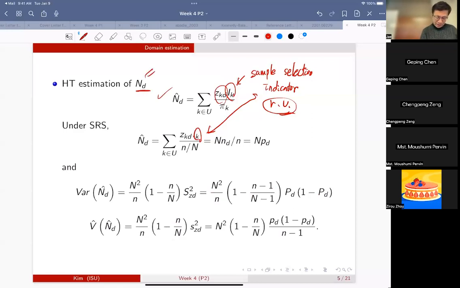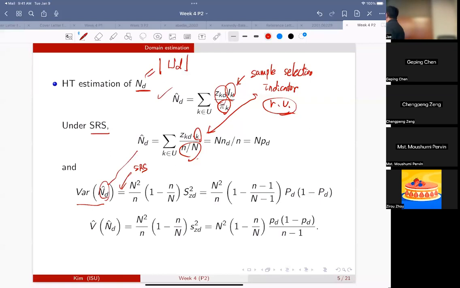So this is the population size N_d, right? And then under simple sampling, this one is small n divided by N. So you have this notation. And then variance. So the variance of this Horvitz-Thompson estimator has this form, N squared capital S, right? Because it's simple sampling. So we apply the variance formula for simple sampling.